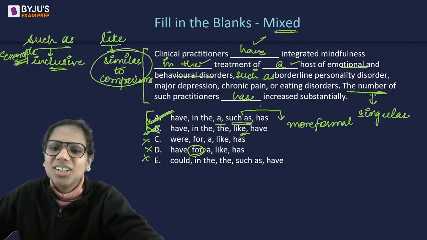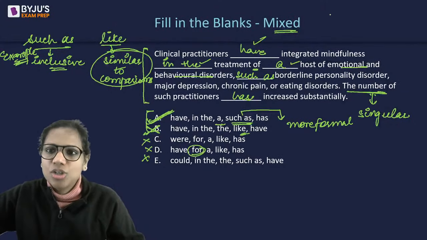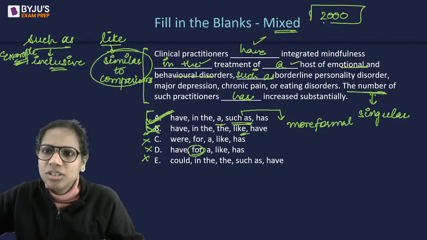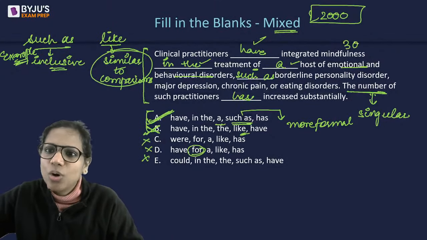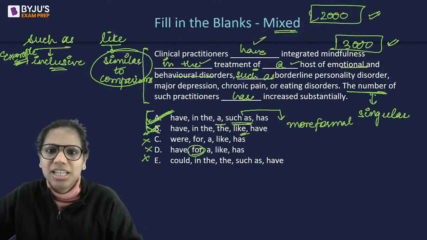Also, the number is singular because when I say the number, I'm referring to a specific number. So let's say earlier the number was 2000, one specific number this is. Now the number is 3000. So that's why I'm referring to one specific number and that's why it will be singular.